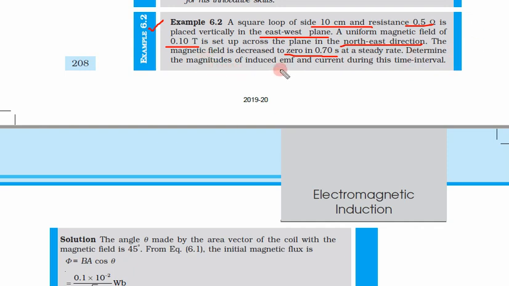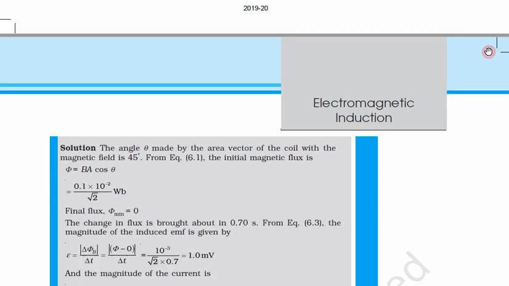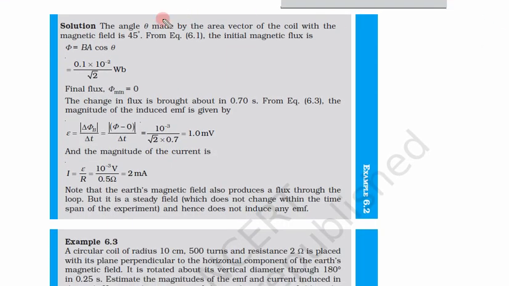Determine the magnitude of induced EMF and current during this time interval. So we have to determine what is the induced EMF and what is the current in this time interval. The side of the loop is 10 centimeter, resistance is 0.5 ohm. The magnetic field initially was 0.10 Tesla, time is 0.70 second, and the final magnetic field is 0. The angle theta made by the area vector of the coil with the magnetic field is 45 degree.